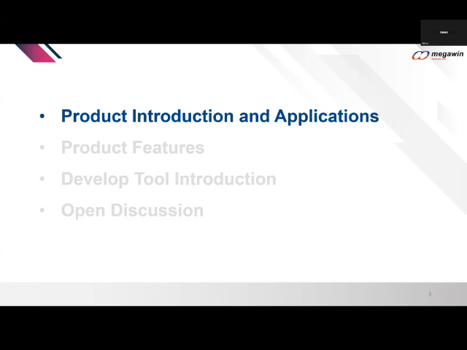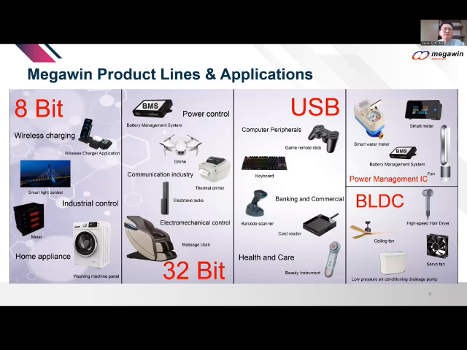Okay, sure. First of all is the product introduction and the applications. Megawin's product line and applications include the 8-bit and the 32-bit, and the USB, management chip and BLDC applications. So you can find so many kinds of applications that can use our MCU to build the system.